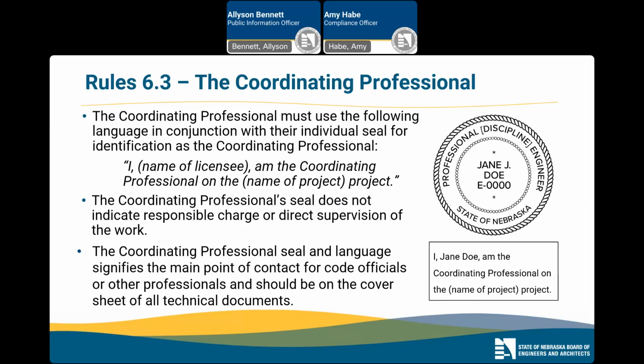CA number, we're going to go over certificate of authorization numbers here in a little bit. Again, more than one licensee on a project, there has to be one coordinating professional for the project. This is to direct people of who to contact if they have a question about a project. So if there are multiple parties involved in a project, between those parties, somebody has to be identified as the coordinating professional.